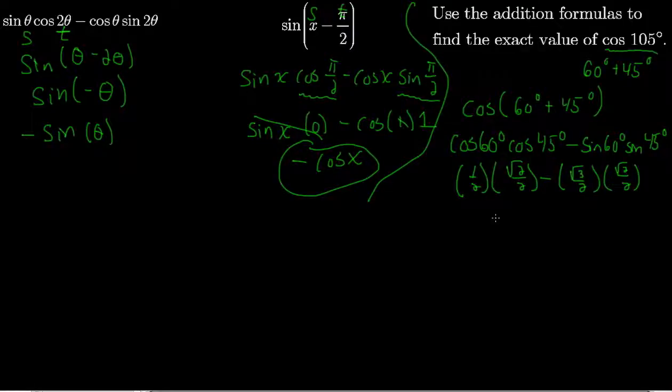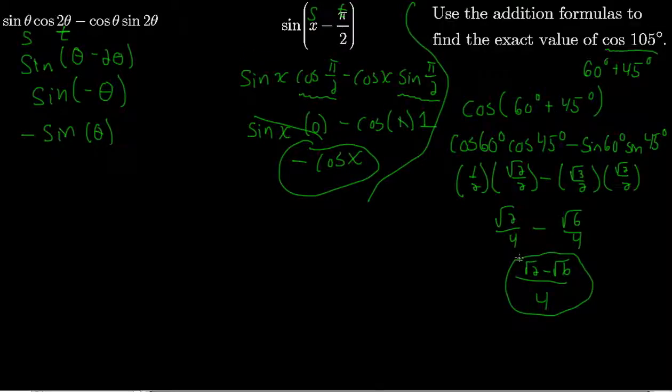Simplifying a little bit further, root 2 over 4 minus root 6 over 4, and finally root 2 minus root 6, all divided by 4 is the final answer for that one. So 3 quick examples of how the sine and cosine addition and subtraction formulas can be used.